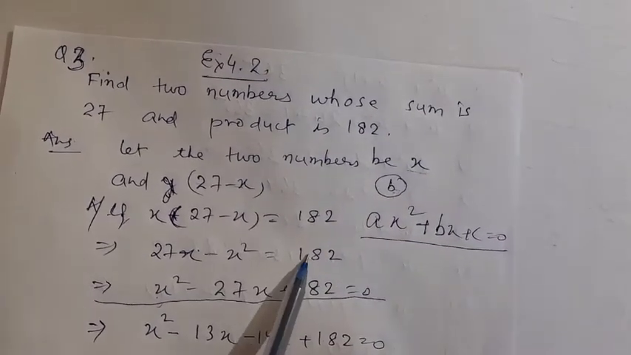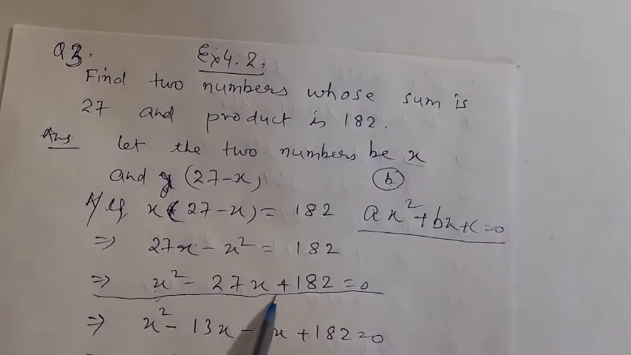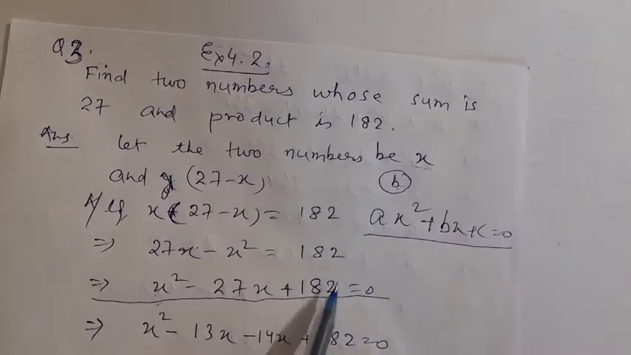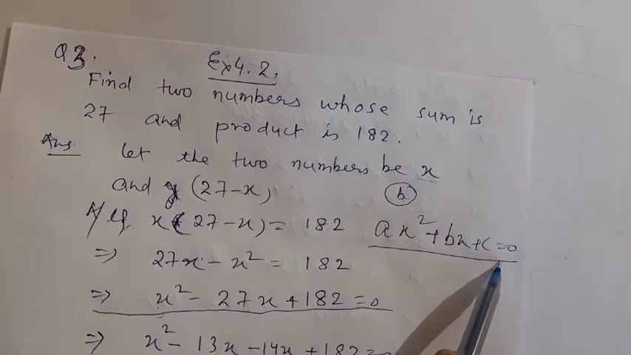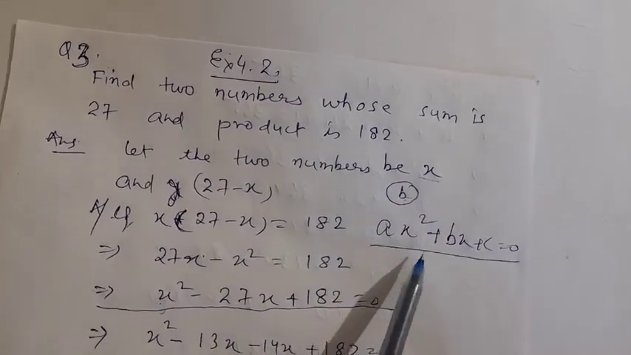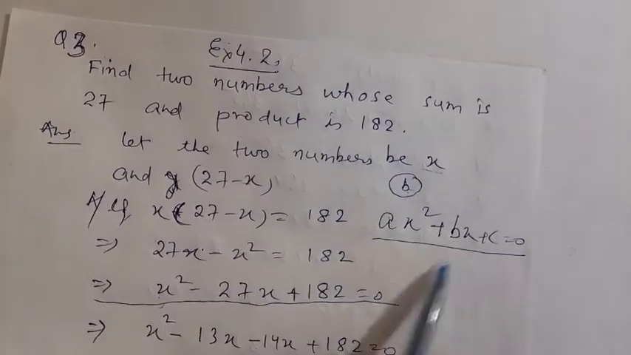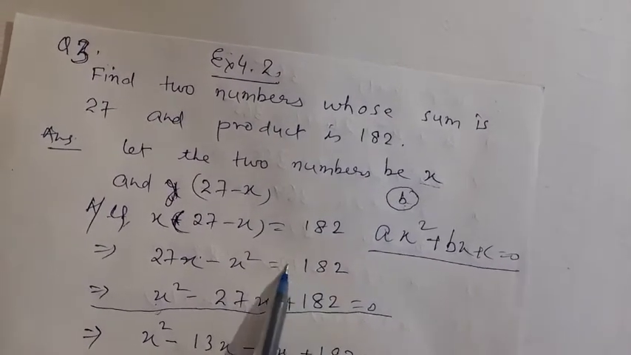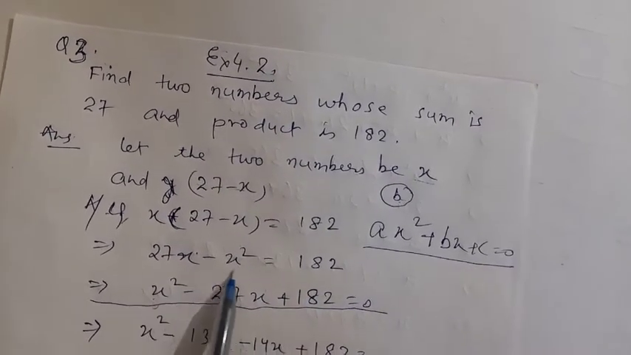So we will take all the terms on one side and then we get the quadratic equation form: x square minus 27x plus 182. Now we have it in the general form of a quadratic equation, where a is equal to 1, b is equal to minus 27, and c is equal to plus 182. Now we will multiply the first term and the third term. We get 182x square.